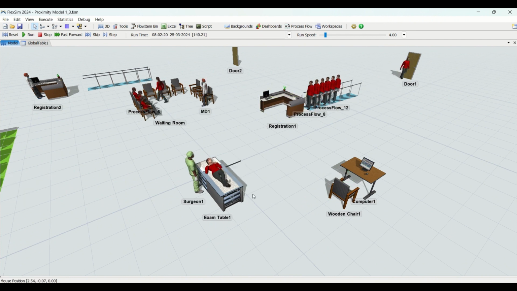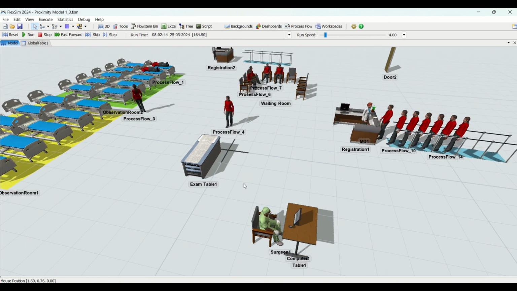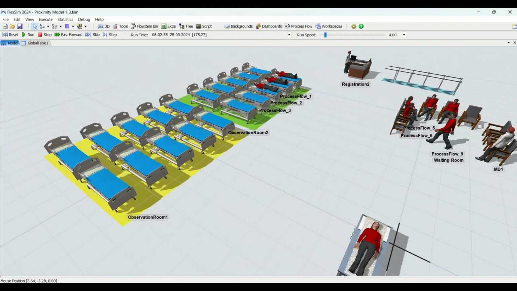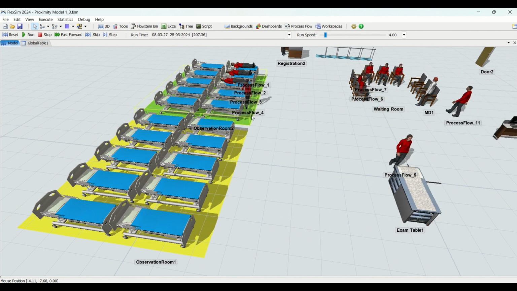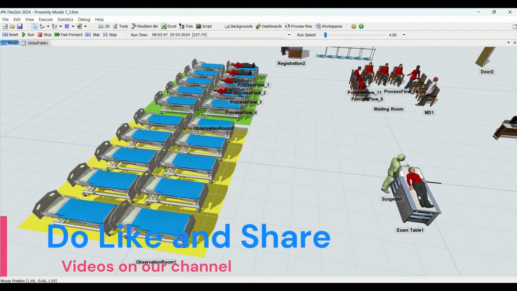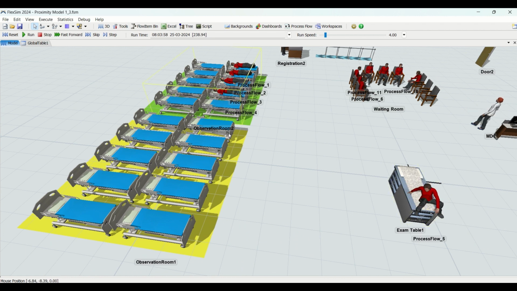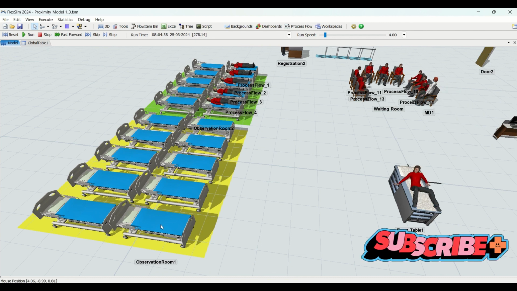From there we came to the exam table, and from the exam table we are now going to look at the observation area. This is the observation room. If you look, there are two types of observation room, one yellow and another green. These are two different types of observation rooms, and depending on the patient's criticality, patients are sent to the respective observation areas. Once the doctor examines these people, they are sent to the ward, that is the common ward, or observation area.